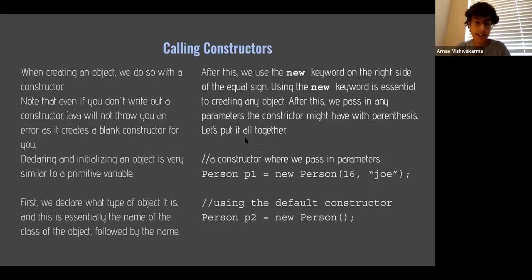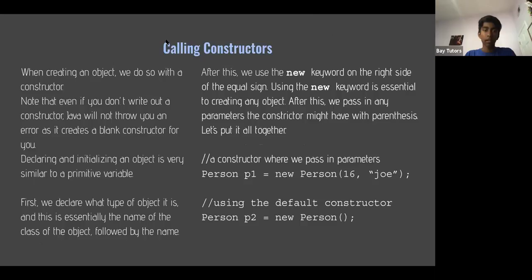So I think one important thing to take away from that is that you have to make sure that we include the new keyword, as without it, we'll be thrown an error. So the new keyword is basically really essential to creating an object.